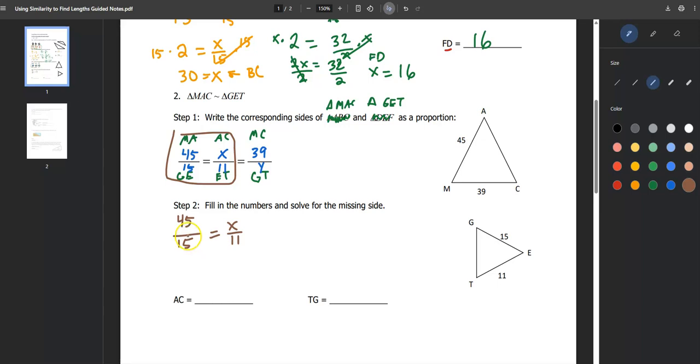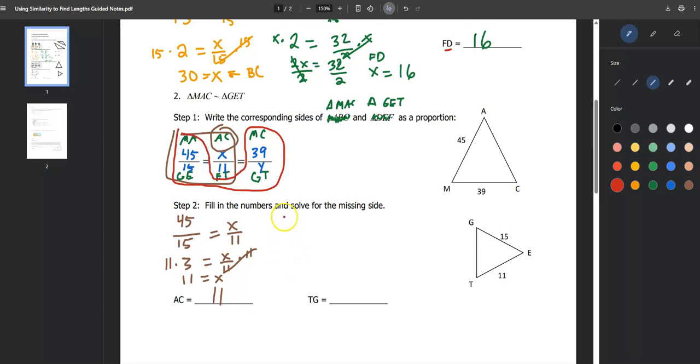I'm going to do 45 over 15 at first just to get that solved, and this will give you 3. And rewrite that other side. Then I've got to get rid of the 11. What I do to one side, I have to do the other side. So I get X is equal to 11. And again, X was AC, so AC is 11.